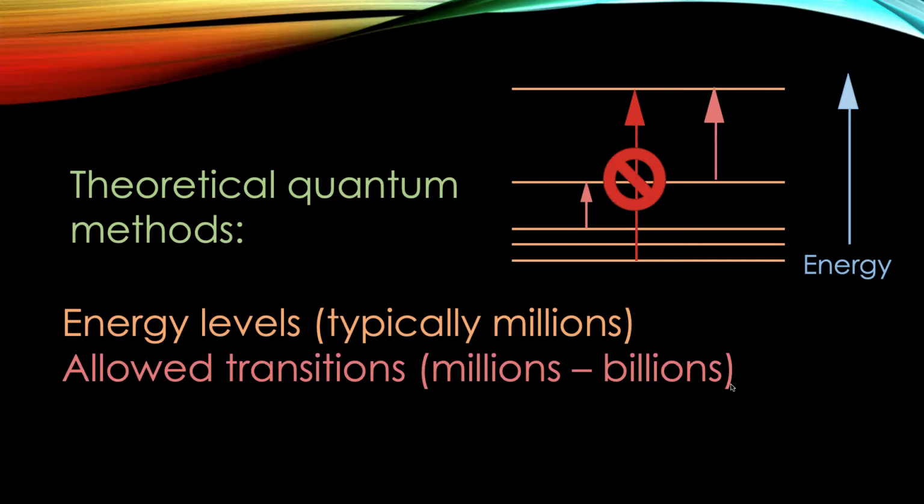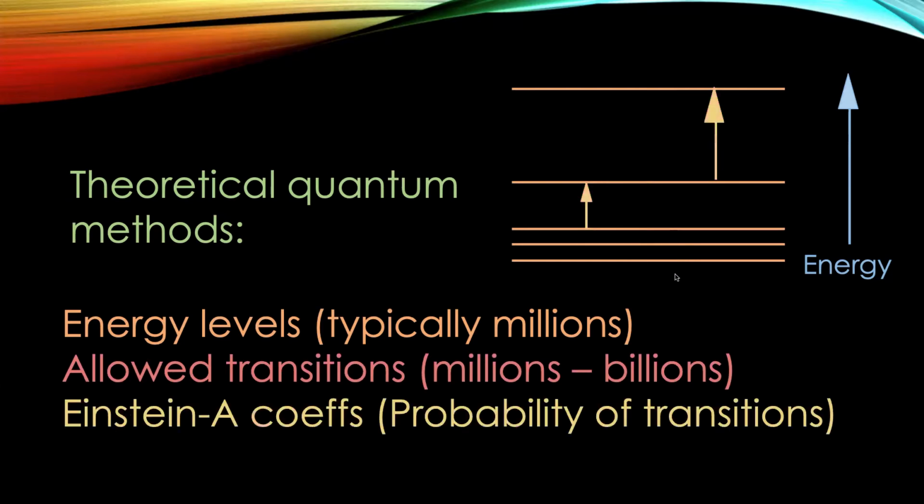We can also find the allowed transitions between these energy levels, and these can number up to billions. We also get the coefficients which determine the probability of these transitions occurring, called the Einstein A coefficients. These later will give us the line strength, so the height of the nice absorption features that we see in our spectra.